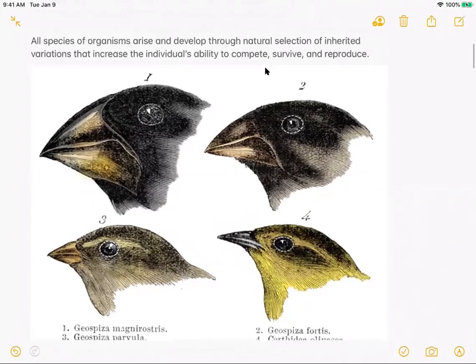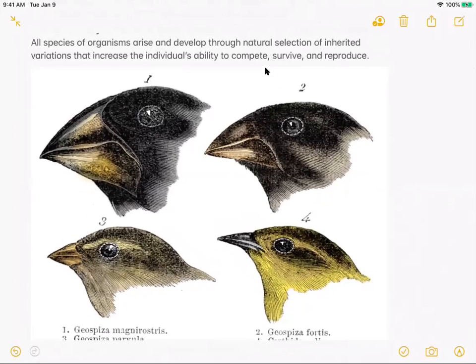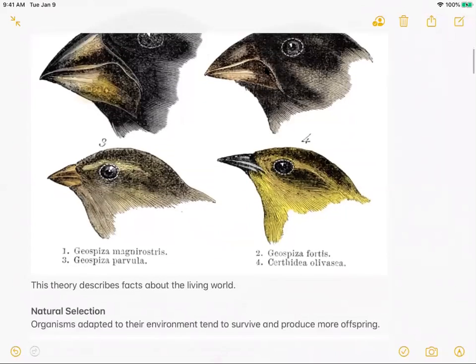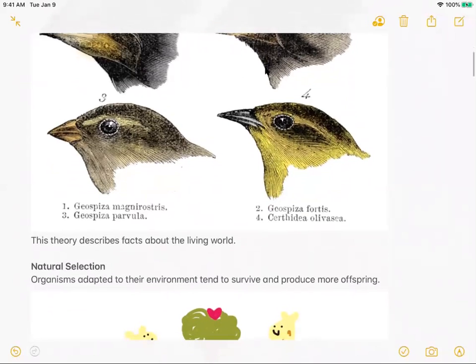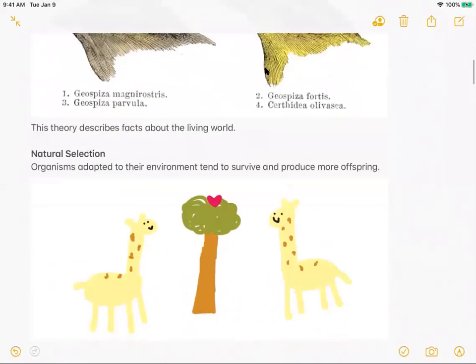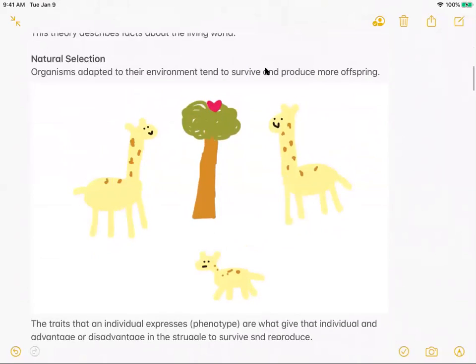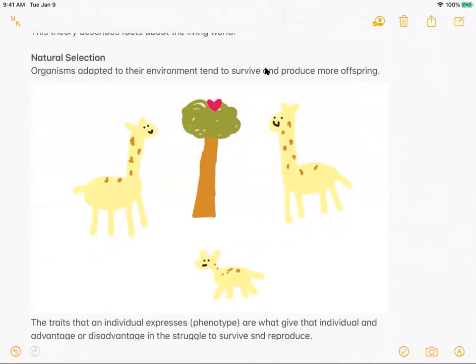So that's basically what Darwin proposed for the theory of evolution. And this theory does describe facts about the living world and how organisms have evolved to where they are now. So going back to natural selection, it is basically talking about organisms adapted to their environment. They tend to survive and produce more offspring.